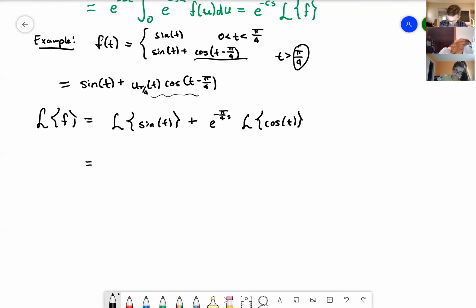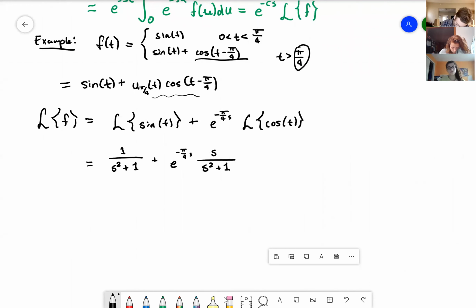The Laplace transform of sine is a over s squared plus a squared, plus e to the minus pi over 4 s times the Laplace transform of cosine, which is s over s squared plus a squared. And so that's our Laplace transform. Now maybe we can rewrite it as a single fraction. Let's skip that.